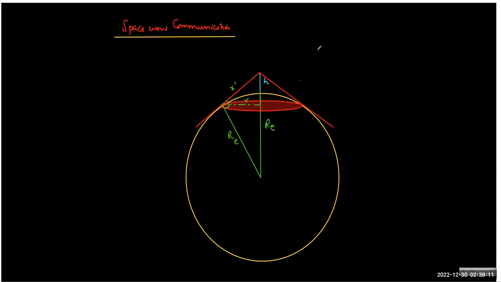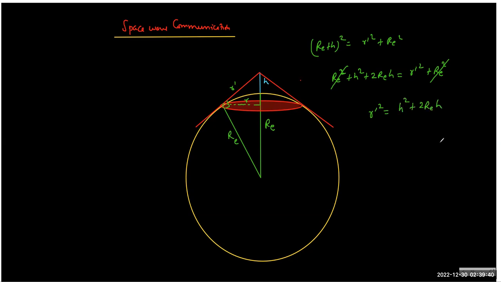You can see the hypotenuse is what? Re plus H. And that must be equal to how much? R dash square plus Re square. And if you expand, this is A square plus B square plus 2AB. This gets cancelled. So R dash square is how much? H square plus 2 Re H. Can I write like this? Tell me. Yes, sir.